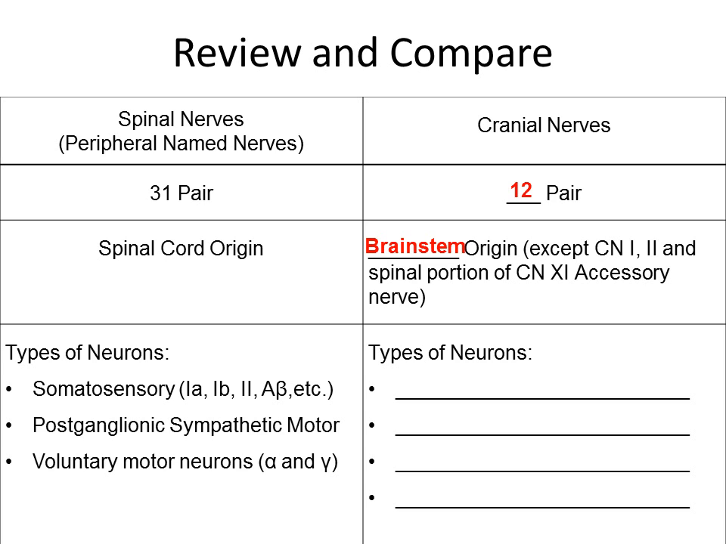The types of neurons that we always find in those peripheral named nerves are somatosensory neurons and postganglionic sympathetic motor neurons. Most of our peripheral named nerves also contain voluntary motor neurons, our alpha and gamma lower motor neurons.